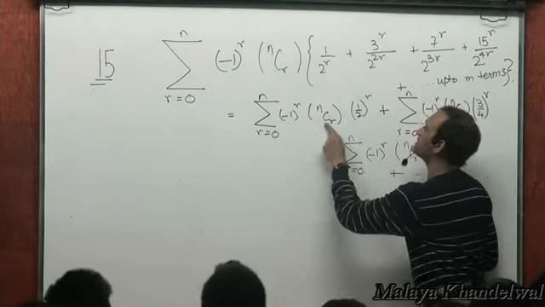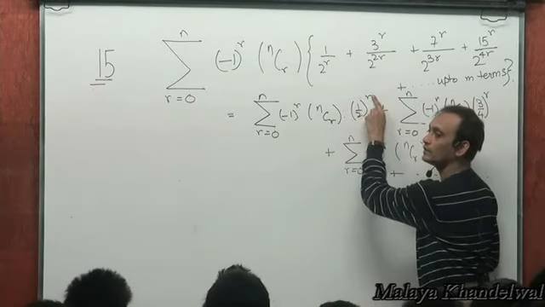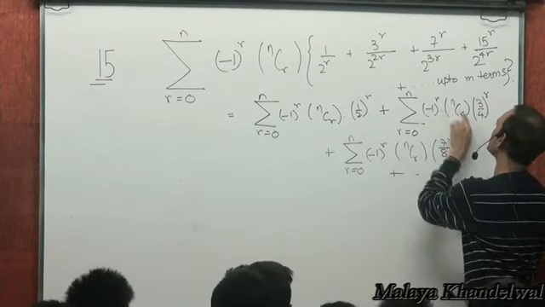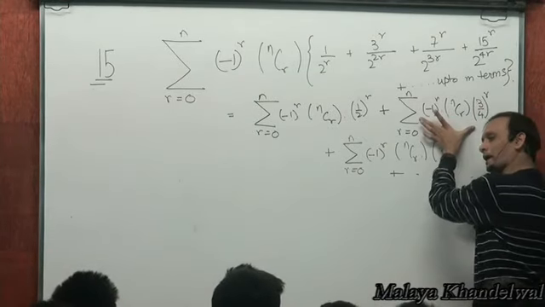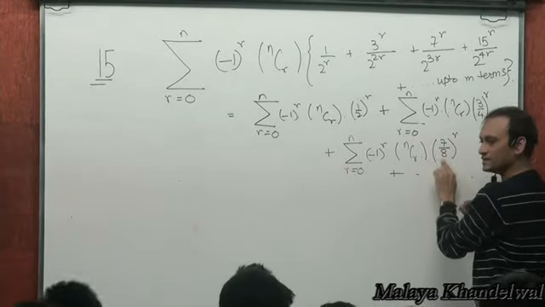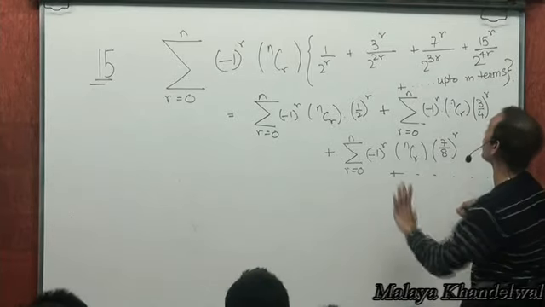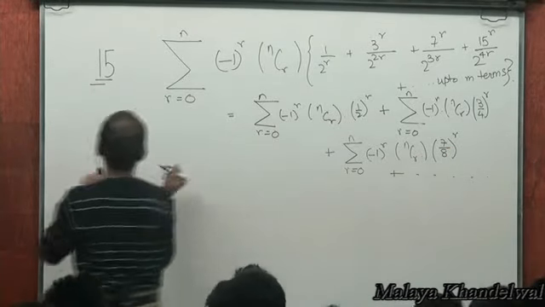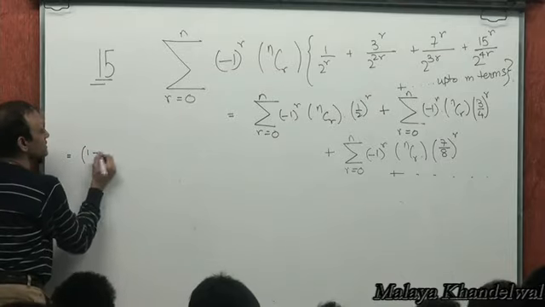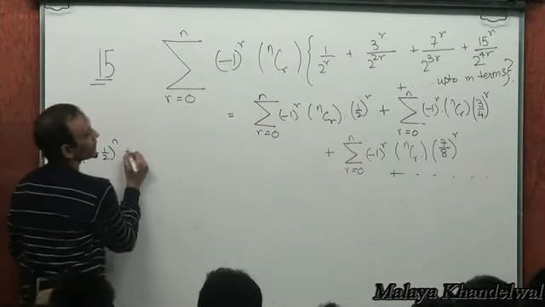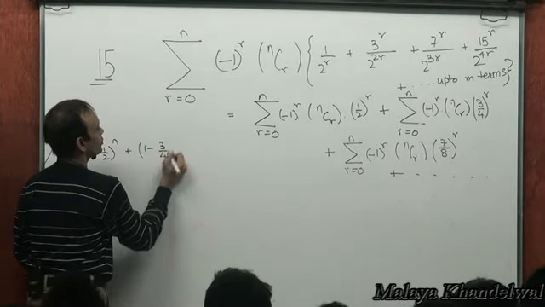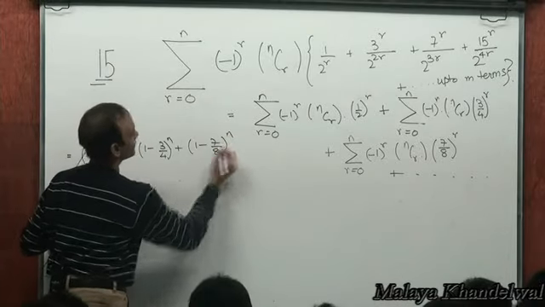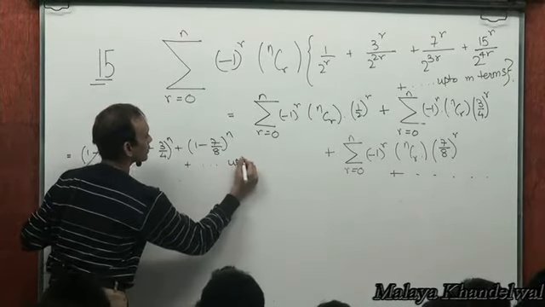Minus 1 to power r NCR x power r, what is that going to be? This is 1 minus half to power r. Minus 1 to power r NCR x power r, 1 minus 3 by 4 to power r, 1 minus 7 by 8 to power r, and so on and so forth. How many such terms? M terms. M such summations. So this then is like 1 minus half to power n, 1 minus 3 by 4 whole to power n, 1 minus 7 by 8 whole to power n, up to m terms.